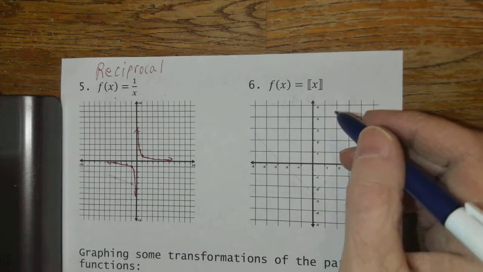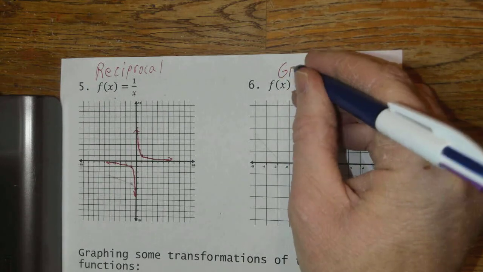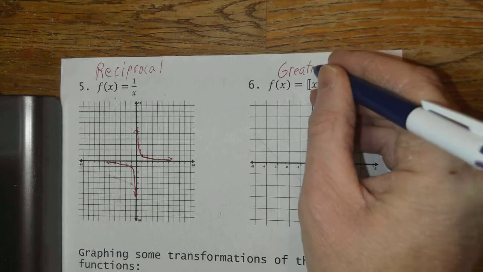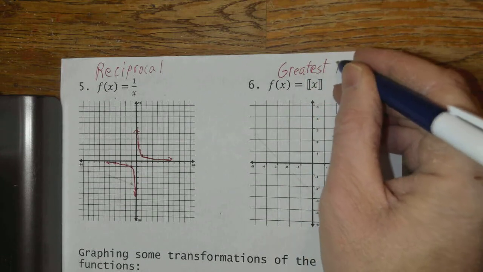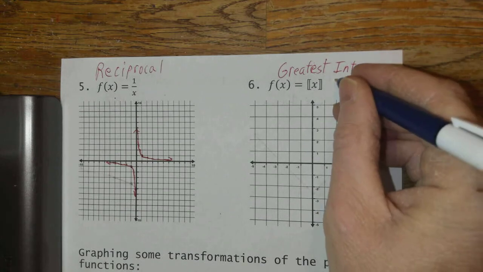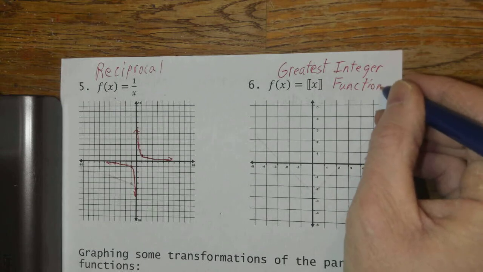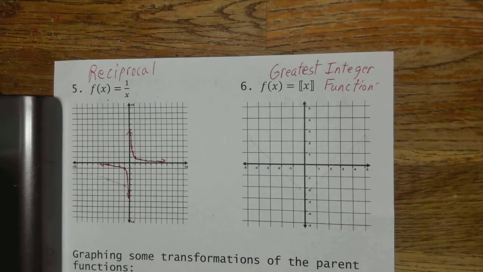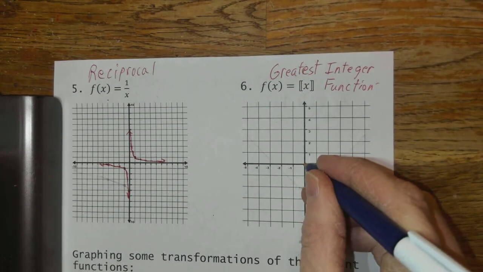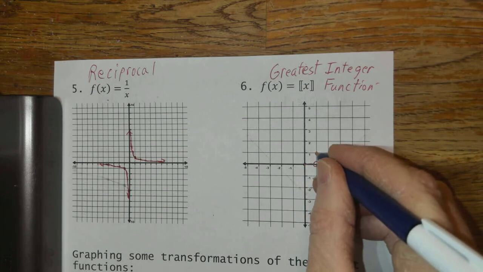And then f of x equals the greatest integer function. We've already done this pretty extensively, at least with the parent function, and a little bit of transformations. So, remember, there's our keystone there.